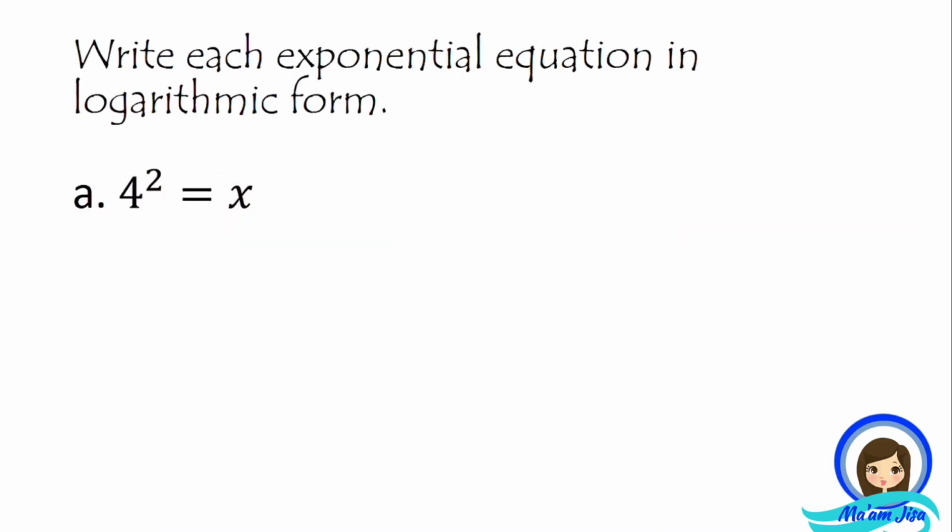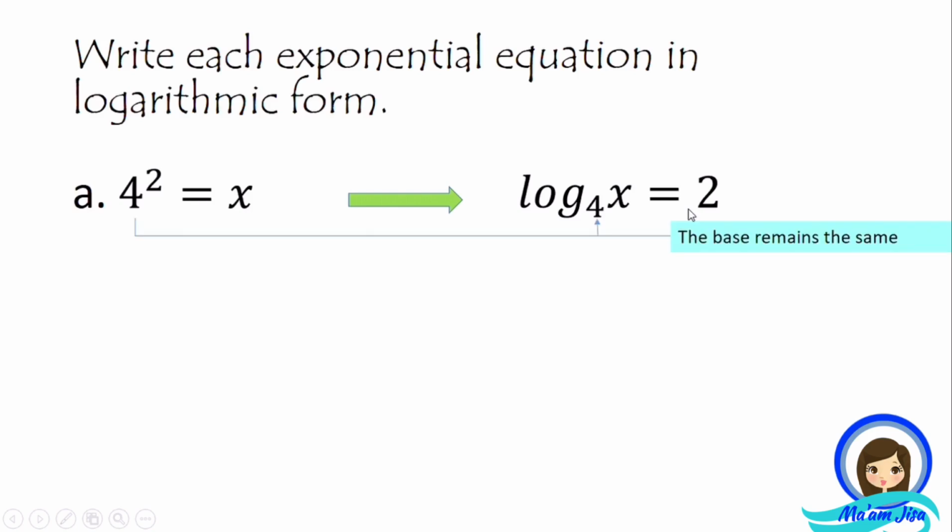Write each exponential equation in logarithmic form. We have 4 squared equals x. Our base here is 4, while 2 is the exponent. So it is written as log of x to the base 4 equals 2. The base remains the same, which is 4. And remember that exponents are logarithms.